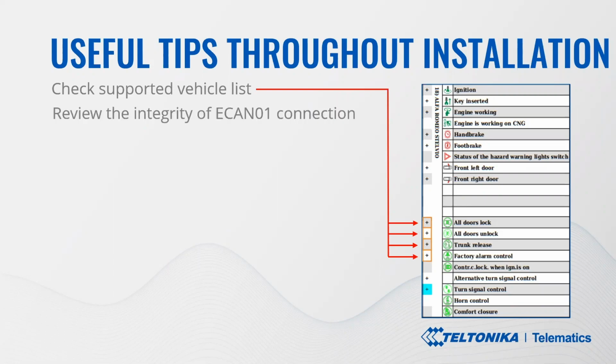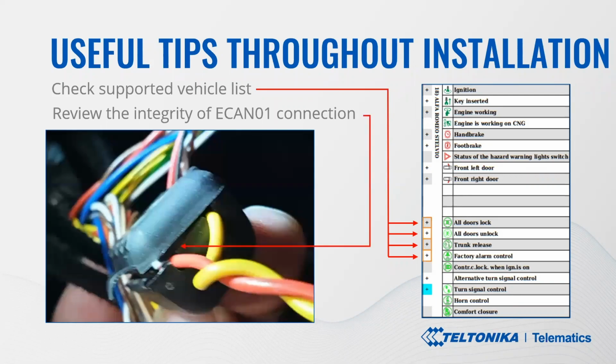Also, I think an important step is always to make sure and double check the integrity of the eCAN connection. So here is an example of a bad connection: the bad clipping, the casing is not fully closed. It means that wires may move while the vehicle is moving. This will result in times where some or all of the data will be missing. And therefore, you must make sure that the eCAN is always firmly clipped as provided per instructions.